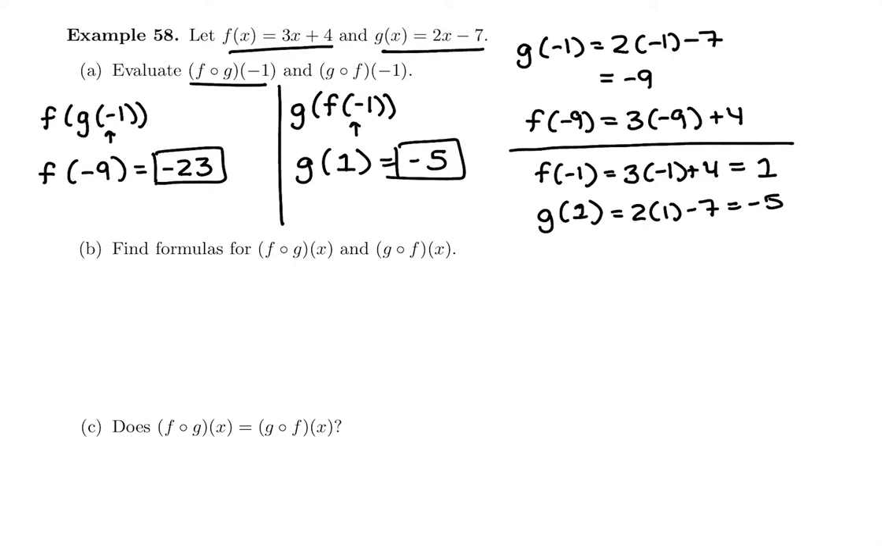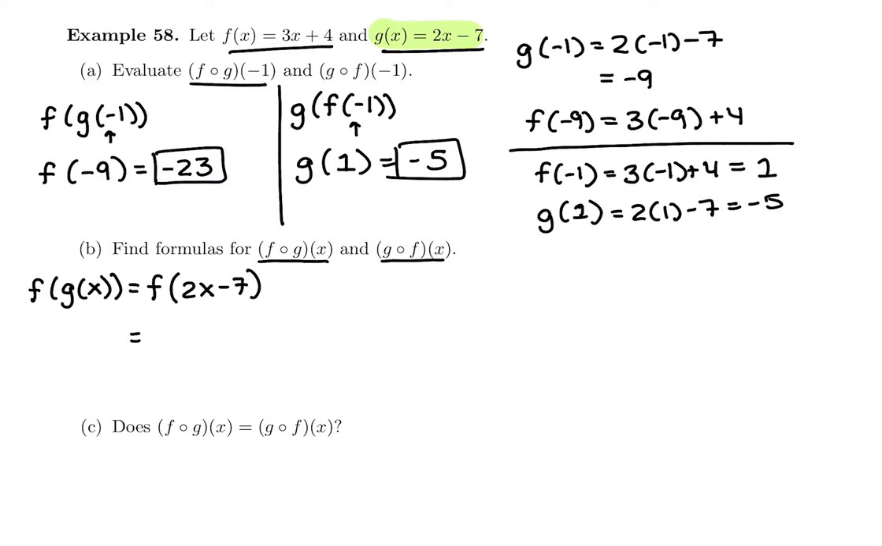Let's find formulas instead of just evaluating for f of g of x and compare it to g of f of x. See what we get for both. So first of all, I'm going to do f of g of x, which means I'm going to replace each x in f with what g of x was. g of x was 2x minus 7, which means I'm going to go in and replace each x with the 2x minus 7.